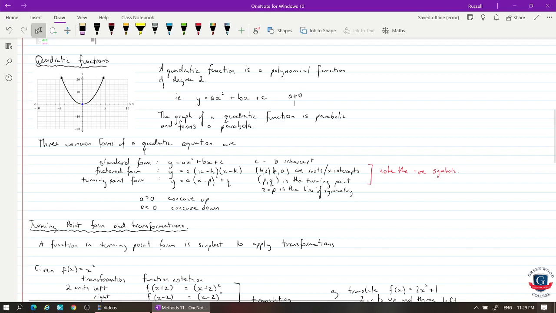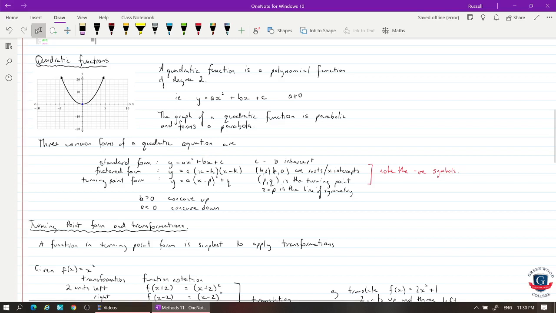Now, there are 3 common forms of a quadratic equation. There's standard form, in the form y equals ax squared plus bx plus c. That's the normal polynomial form. There's factored form, where we've factored it into 2 brackets and had some sort of amplitude up front. It's not really an amplitude, it's a dilation. And then turning point form, where p and q represent this point here on the quadratic, and x equals p is the line of symmetry.